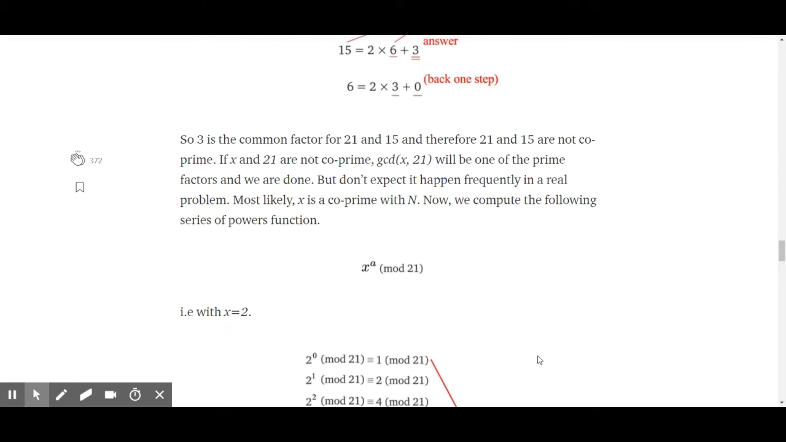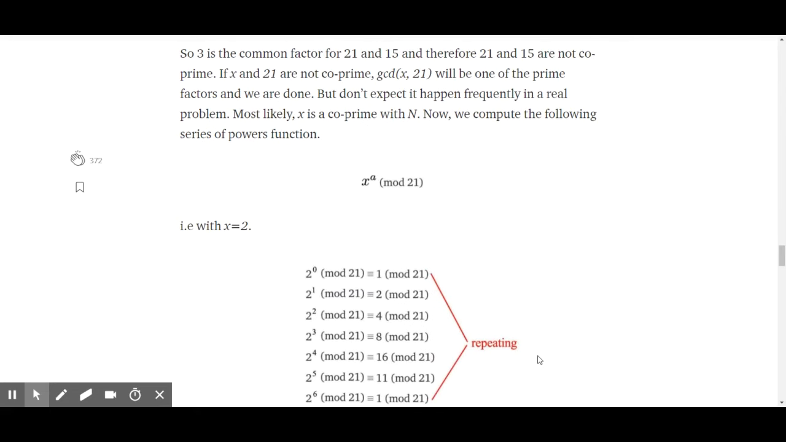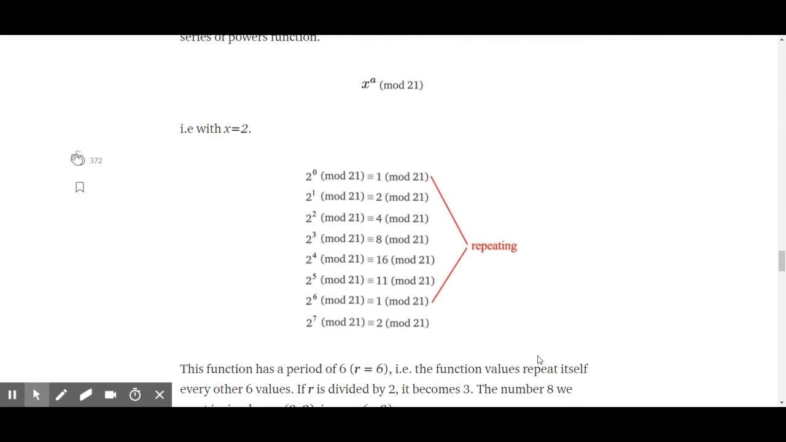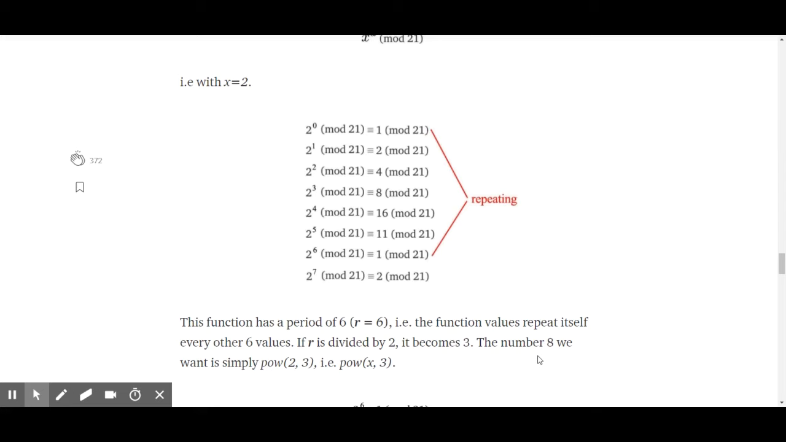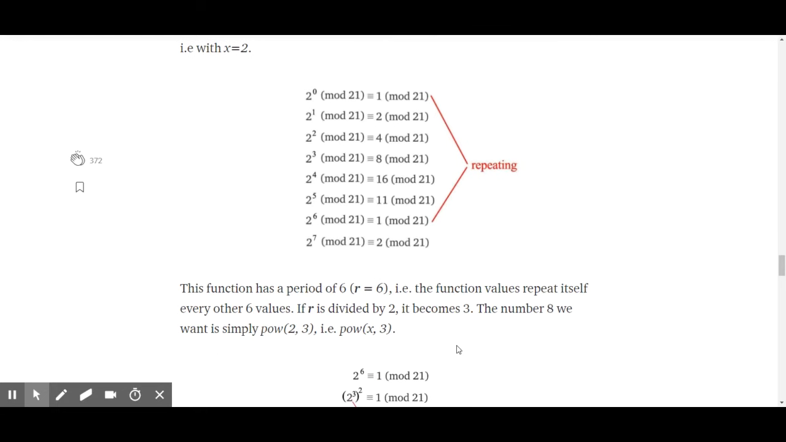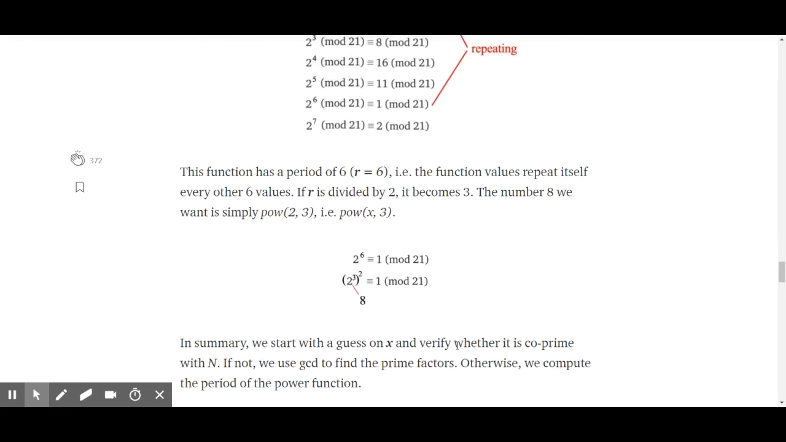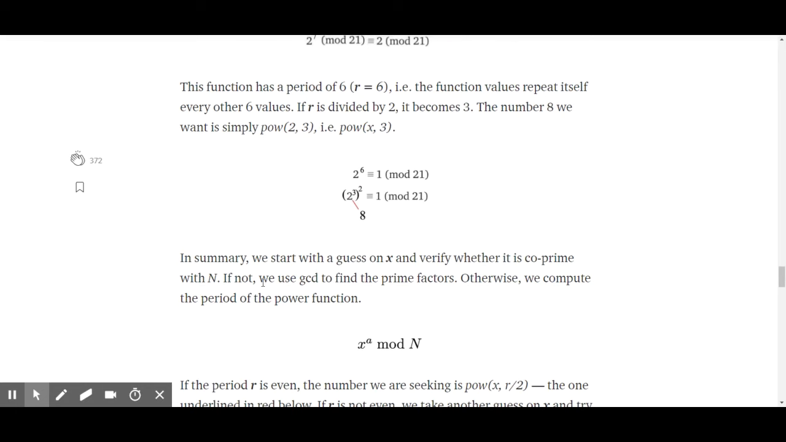Now we compute the following series of power functions. This function has a period of 6. The function values repeat themselves every 6 values. If r is divided by 2, and so on. Okay, so we start with a guess on x and verify whether it is co-prime with n. If not, we use GCD to find the prime factors. Otherwise, we compute the period of the power function.